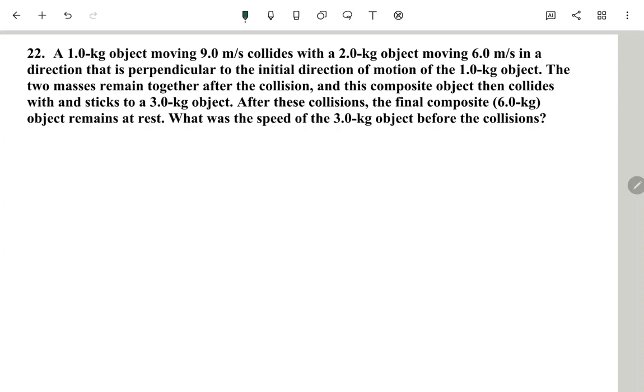Now here's the situation. We have one object moving this way, 1 kilogram, with speed equal to 9 meters per second. Another object is moving this way in the y direction, with mass 2 kilograms and speed 6 meters per second. Now they collide together and stick. After they collide and stick together, it collides with another object, this one right here. The question: we need to calculate the speed of the 3 kilogram object before the collision. Now we have two collisions.